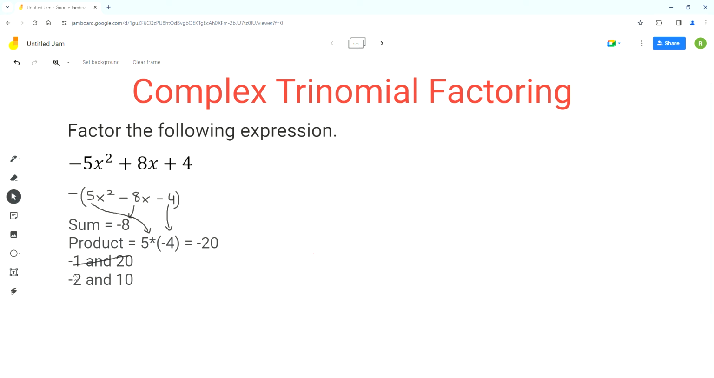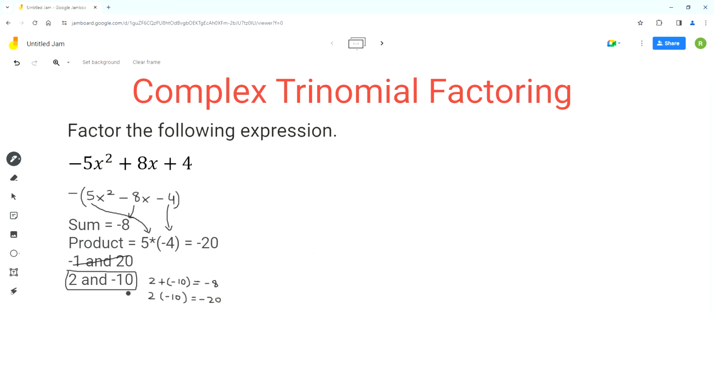So we can get that if we flip the sign of these numbers, if we make the 2 positive and 10 negative. So if we add 2 and negative 10, the sum is equal to negative 8. And if we multiply 2 and negative 10, we get negative 20. So these are the two numbers that work for us.